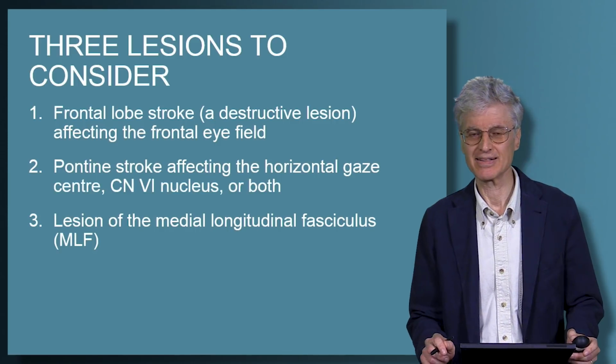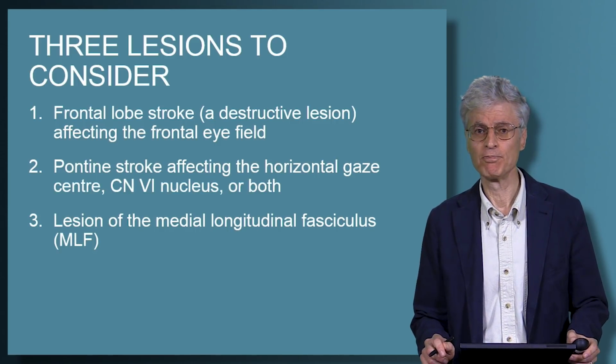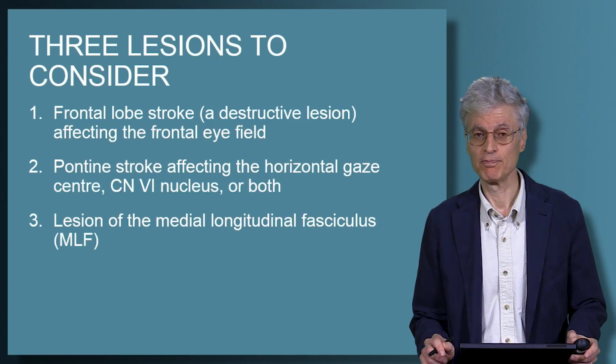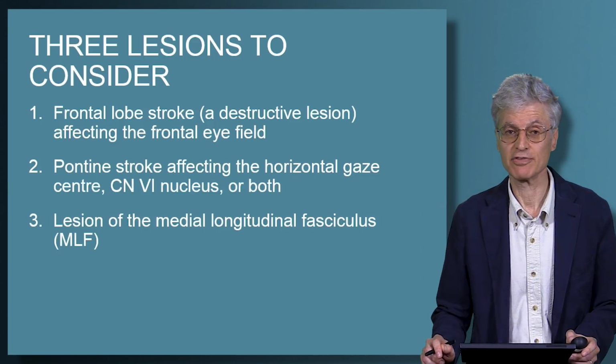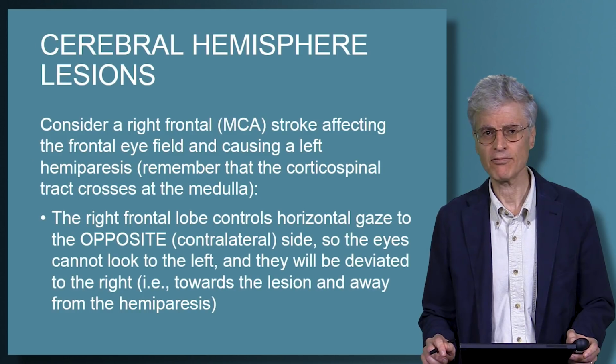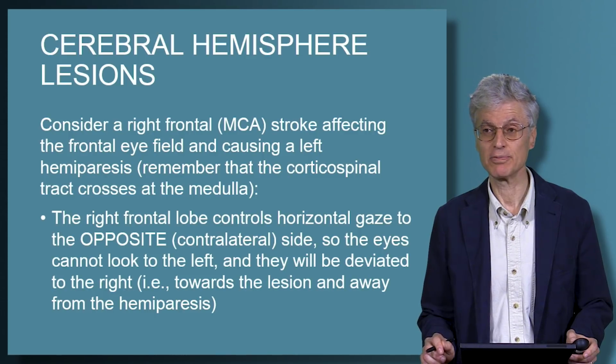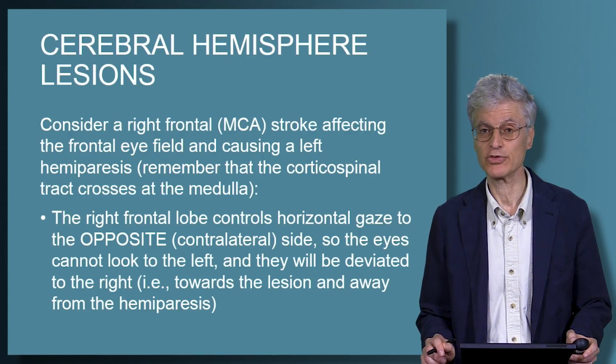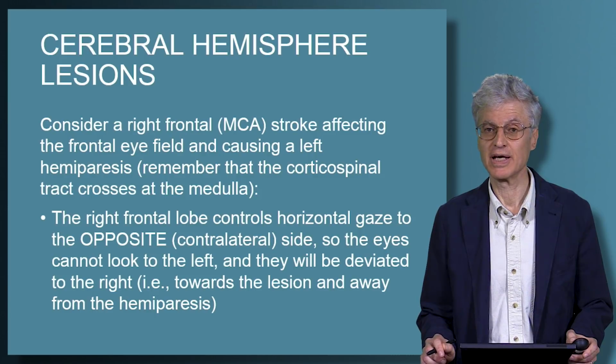Let's consider 3 lesions. 1, a frontal lobe stroke affecting the frontal eye field. 2, a pontine stroke affecting the horizontal gaze center, the sixth nerve nucleus, or both. And 3, a lesion of the medial longitudinal fasciculus. Consider a right frontal middle cerebral artery territory stroke affecting the frontal eye field and causing a left hemiparesis. Remember that the corticospinal tract crosses below this at the medulla.